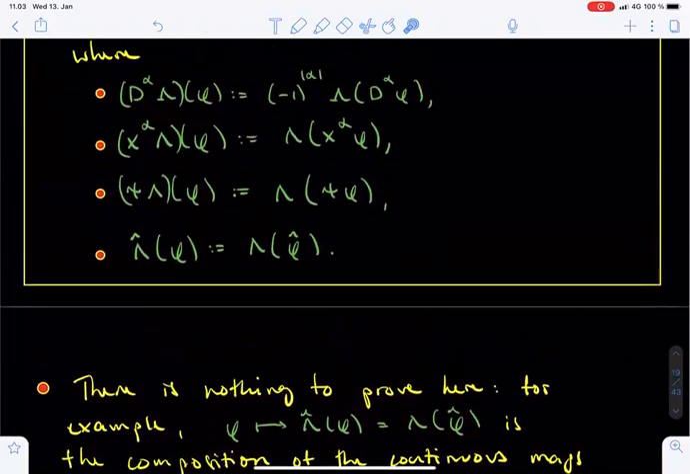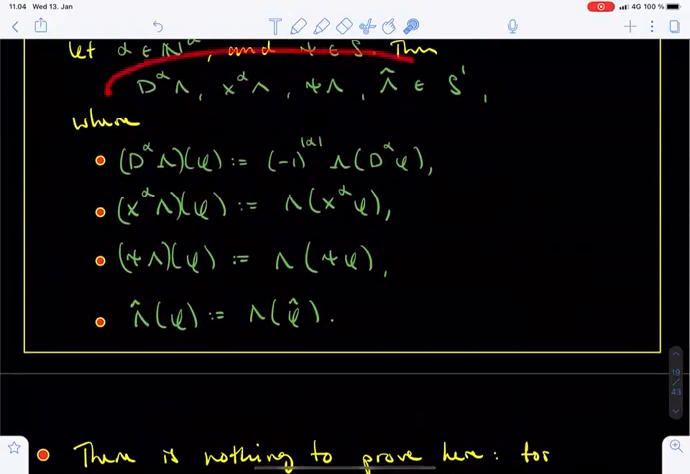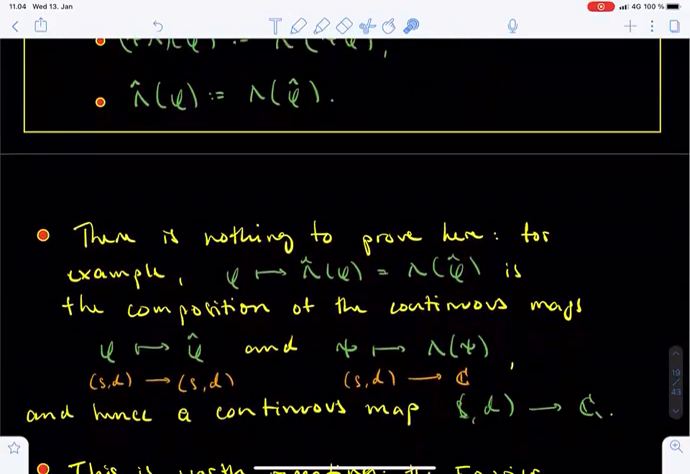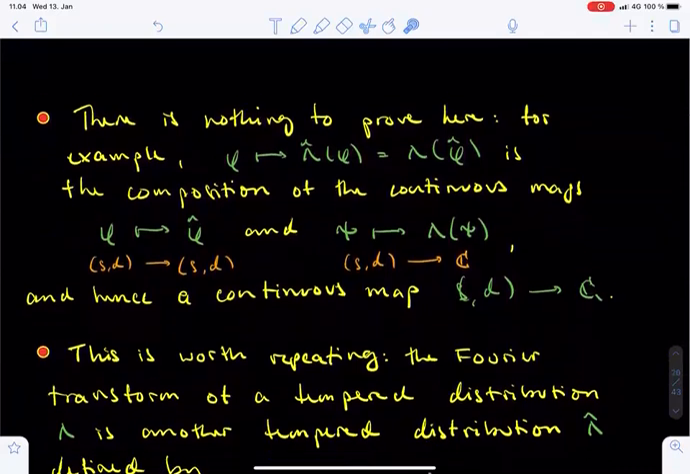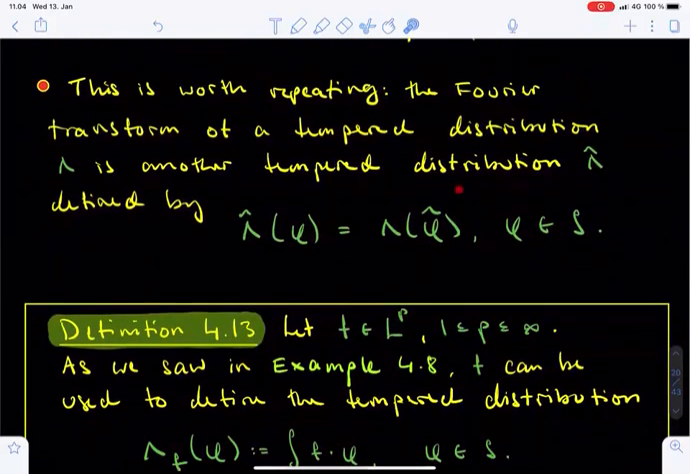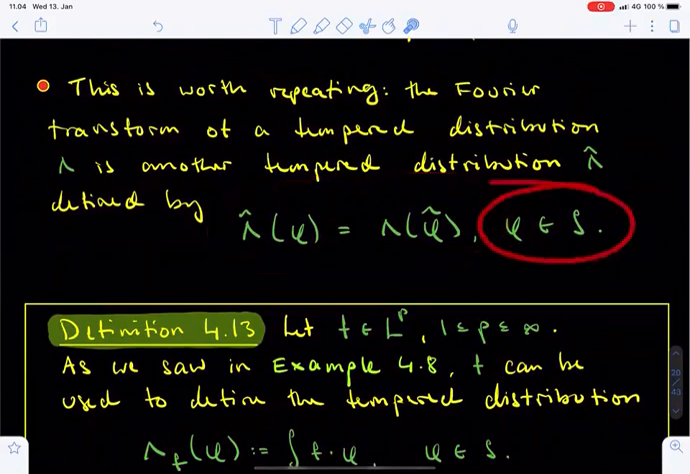A similar argument shows that the other three linear maps appearing in definition 4.12 are continuous on the space S, and hence tempered distributions. The definition of the Fourier transform of a tempered distribution should not be too difficult to memorize. Hat lambda of phi equals lambda of hat phi for all Schwarz functions phi.